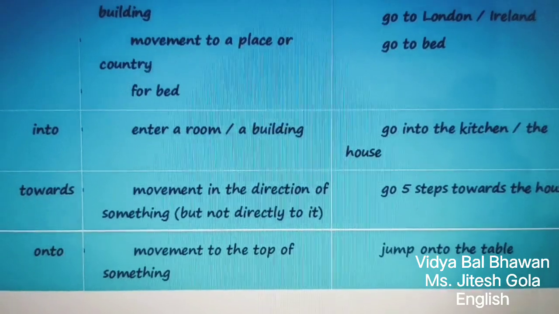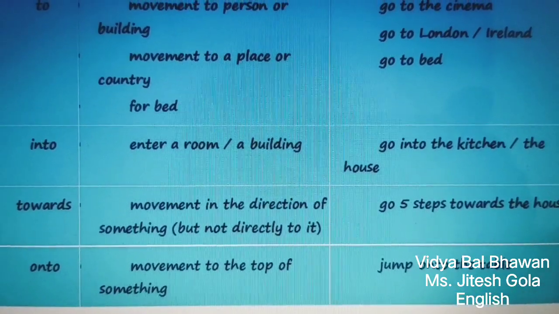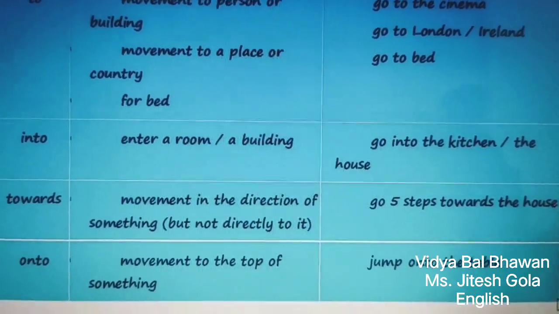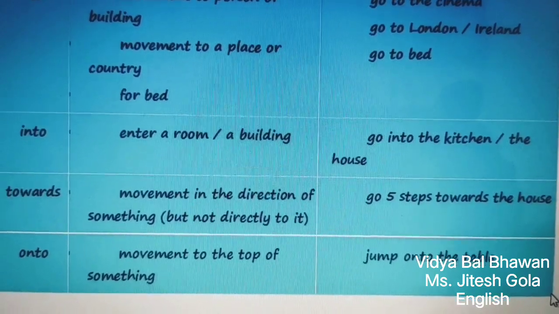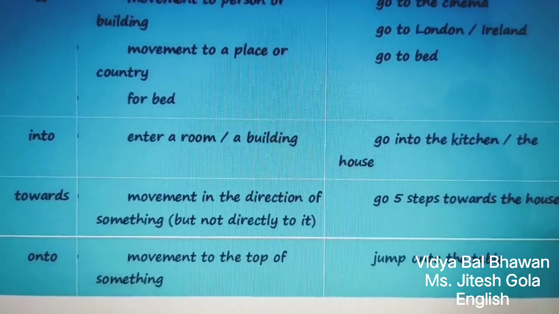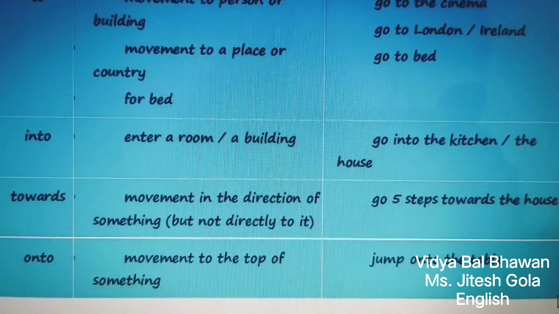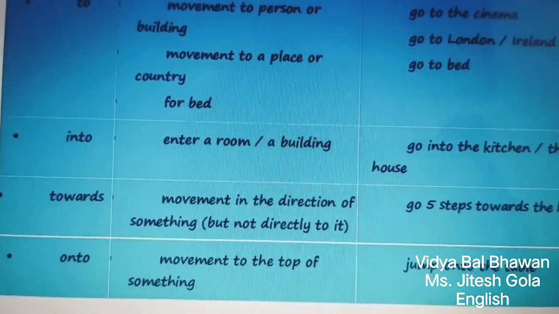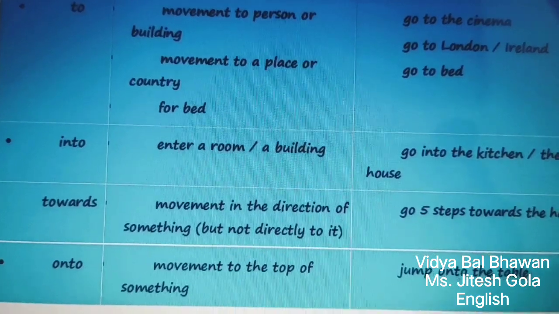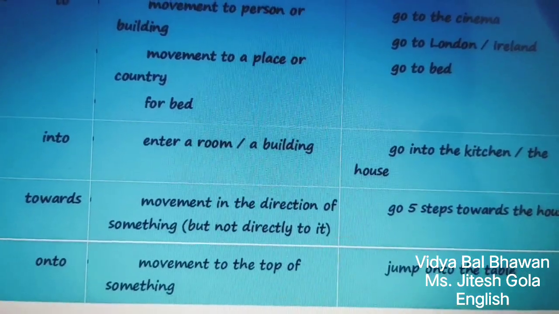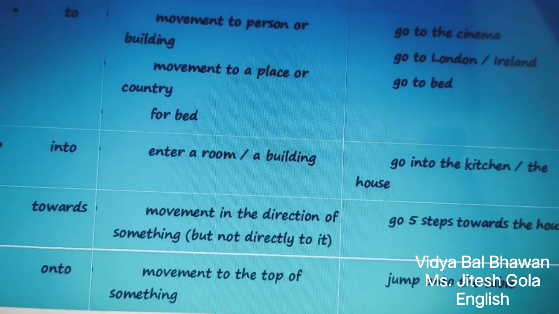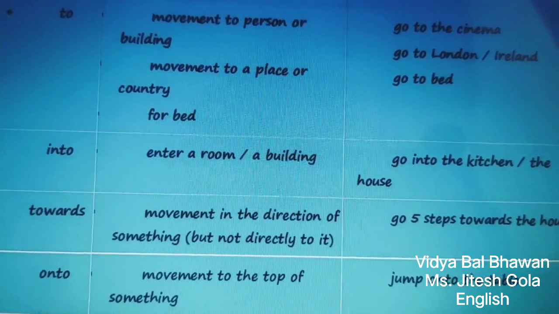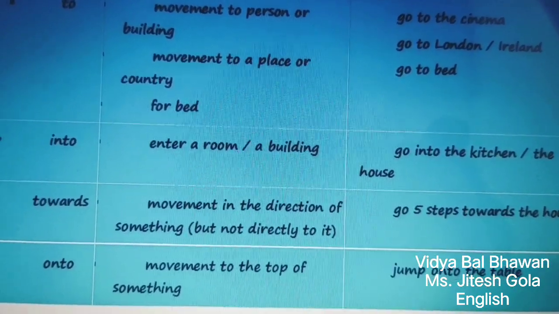Onto, if we talk about movement to the top of something, for example, jump onto the table. For this, basically we used to say that she is jumping on the table, but the correct usage will be onto. Jump on the table, sorry, jump onto the table.